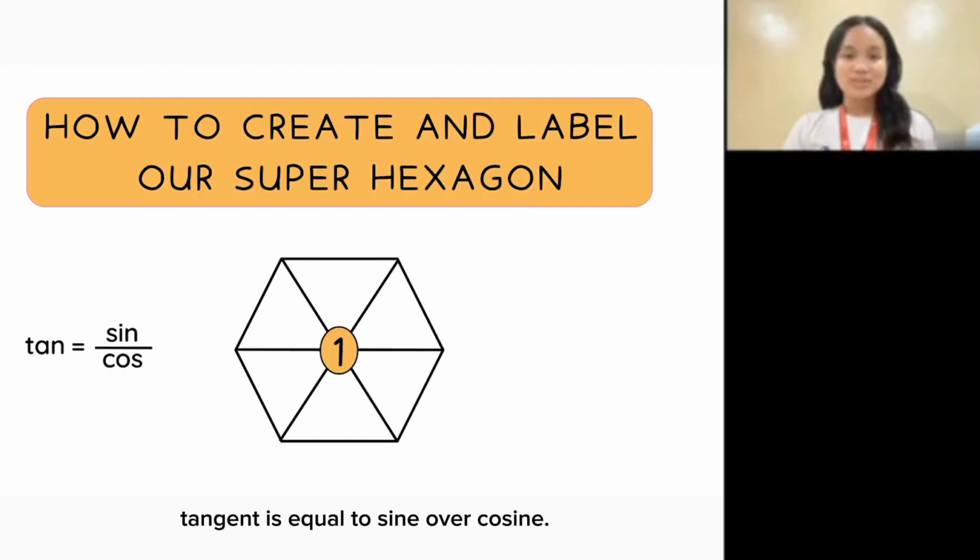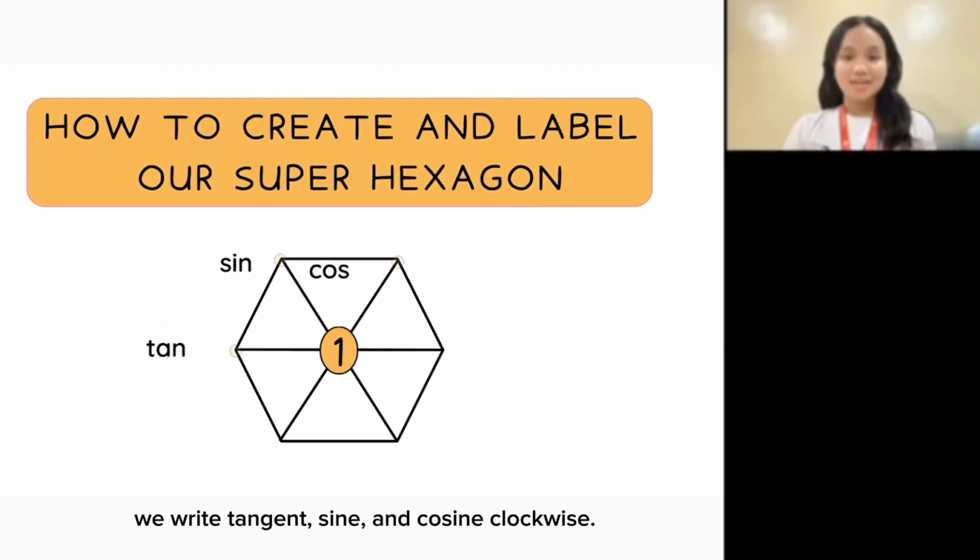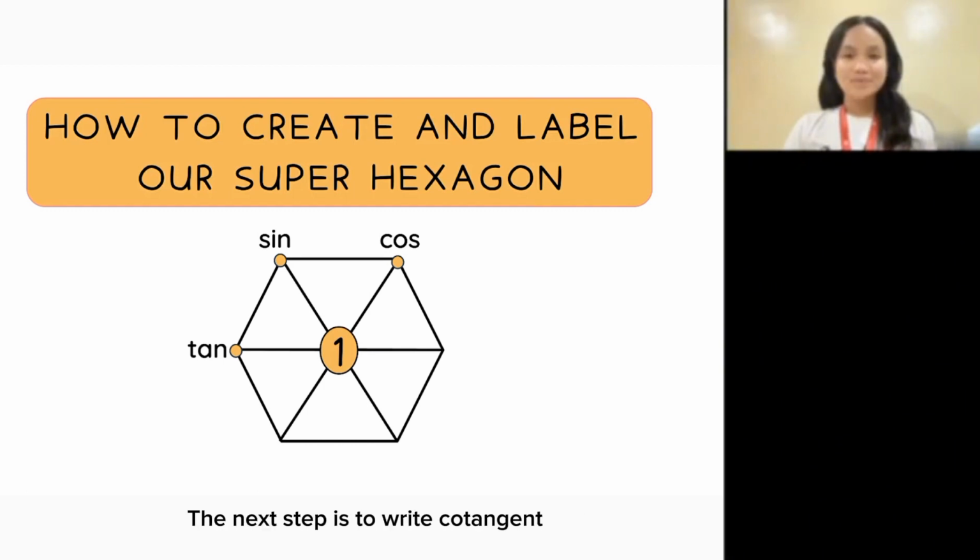Tangent is equal to sine over cosine. Beginning with the central vertex on the left side, we write tangent, sine, and cosine clockwise. The next step is to write cotangent, which is the inverse function of tangent. All that is left are cosecant and secant.